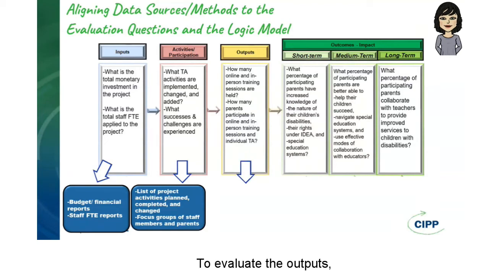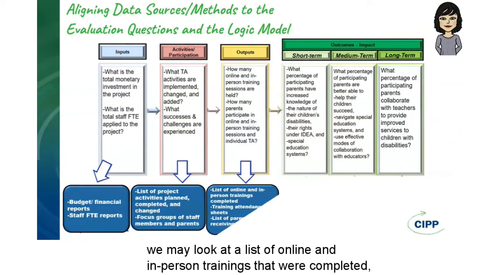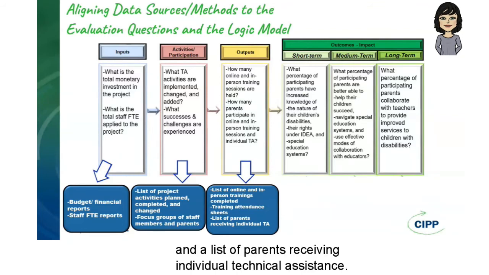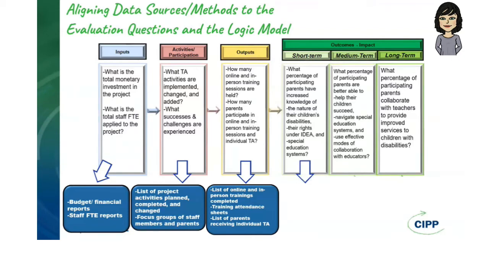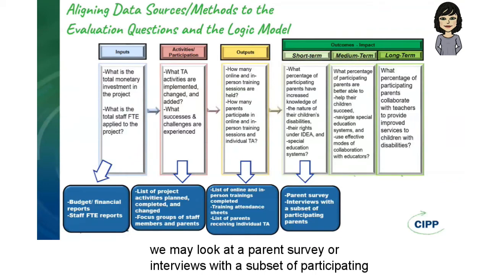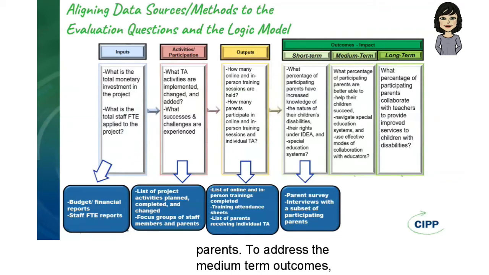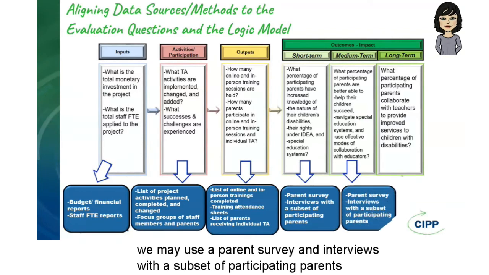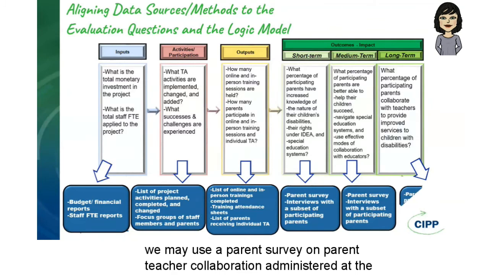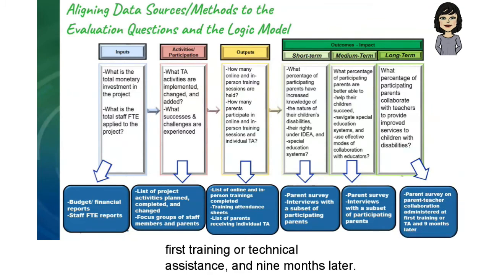To evaluate the outputs, we may look at a list of online and in-person trainings that were completed, training attendance sheets, and a list of parents receiving individual technical assistance. To address the short-term outcomes, we may look at a parent survey or interviews with a subset of participating parents. To address the medium-term outcomes, we may use a parent survey and interviews with a subset of participating parents as well. And to address the long-term outcomes, we may use a parent survey on parent-teacher collaboration administered at the first training or technical assistance and 9 months later.